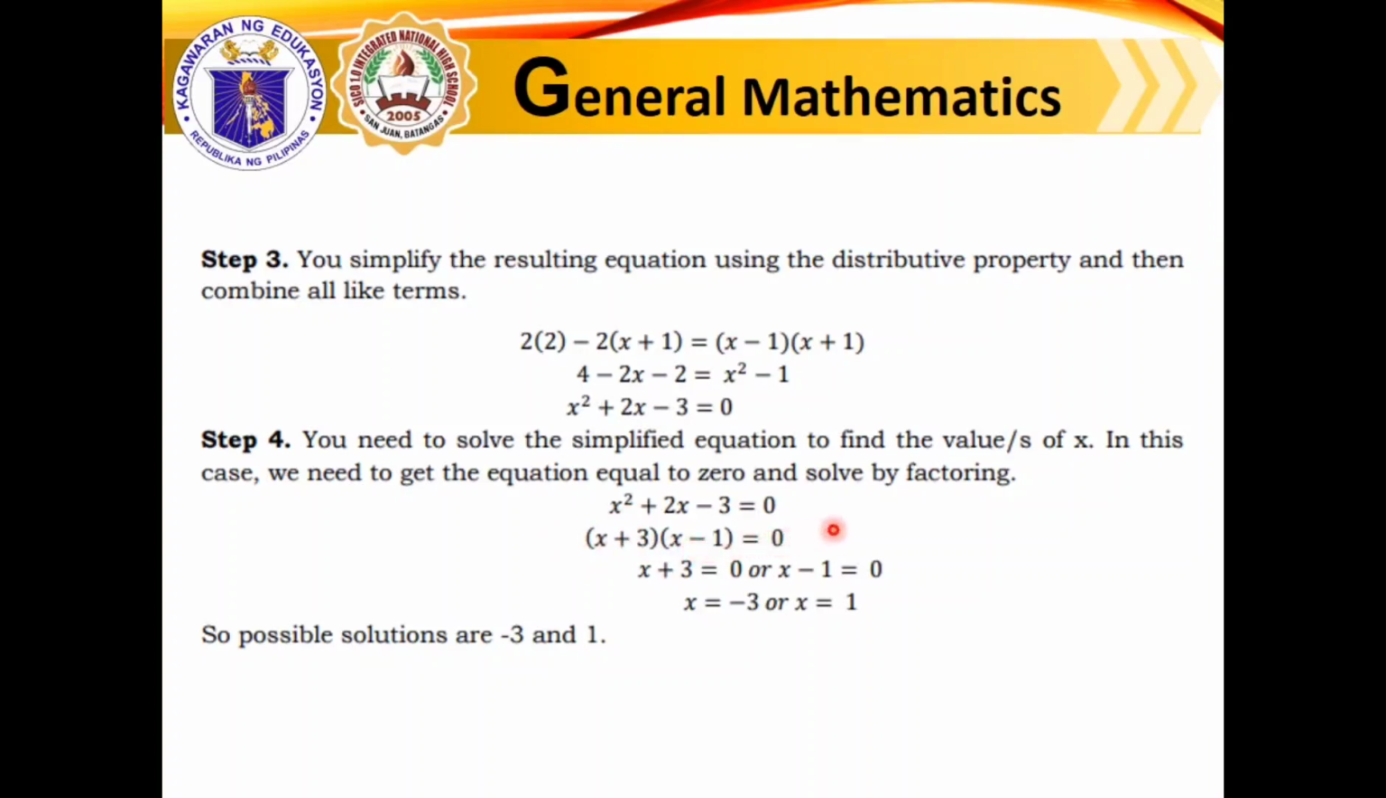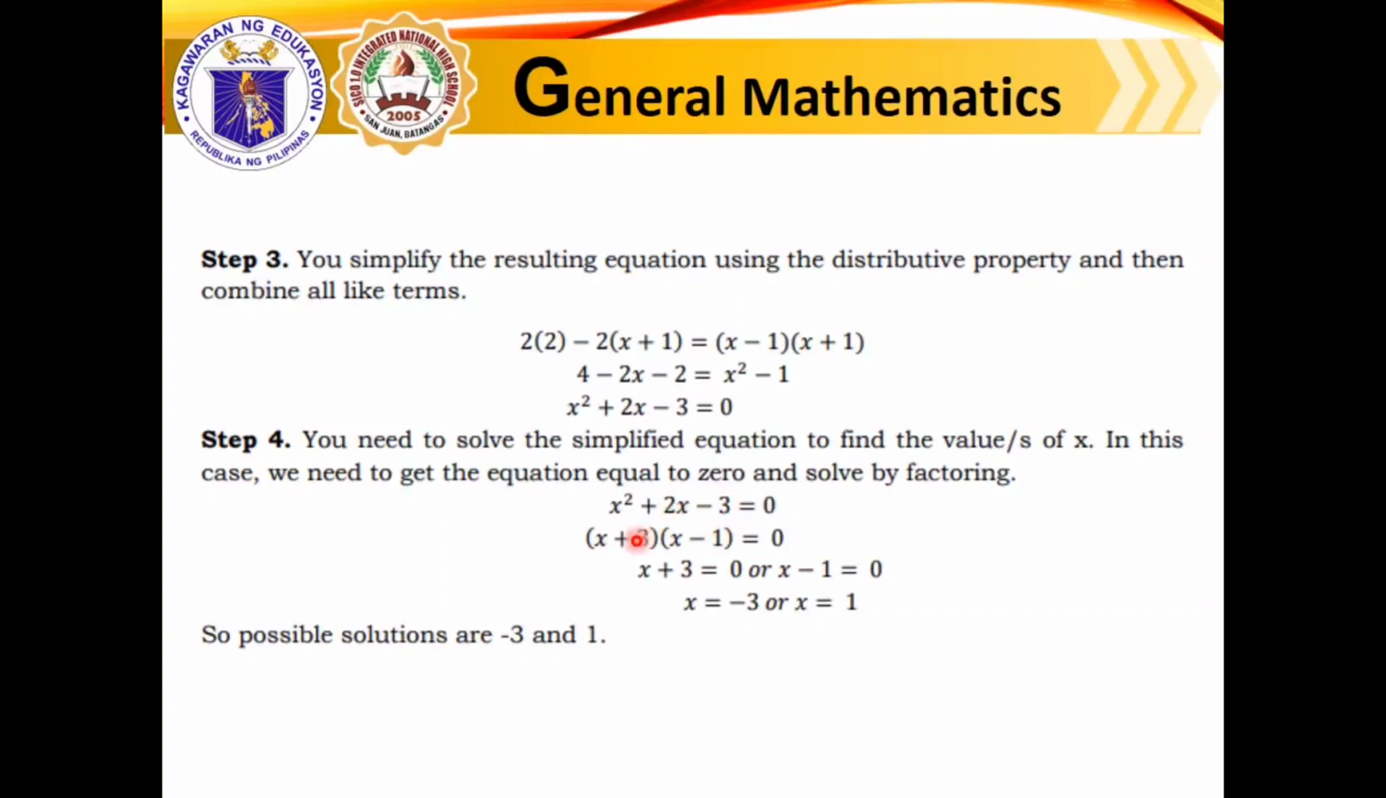So in factoring, we should know a number which has a sum of 2 and a product of negative 3. So as you can see, the values are 3 and negative 1. So 3 plus negative 1, we have the sum of the roots, which is 2, and the product of the roots, which is 3 times negative 1, which is negative 3.